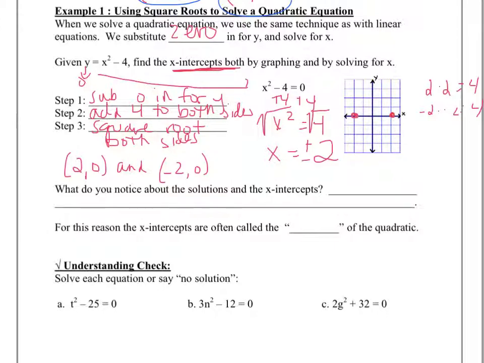I also know that the c value, the minus 4 in x squared minus 4, is my y-intercept. So I need to go down to negative 4 on the y. This is my vertex point. And now I know that I can go through my roots to create my graph. In this case, we have 2 roots. So what did we notice about the solutions, the x-intercepts? That they are, in fact, 2, 0, and negative 2, 0. There are 2.